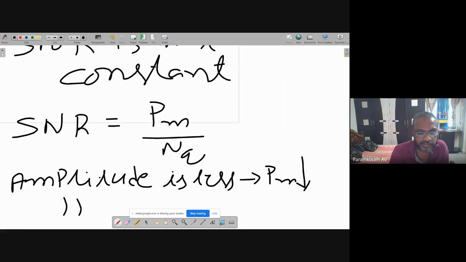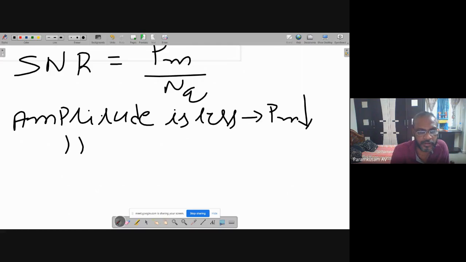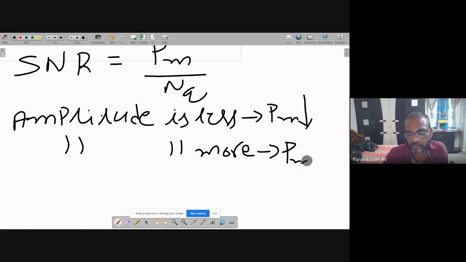Amplitude is more, then PM is high, upper arrow indicates high, but NQ మటుకే ఫిక్స్డ్. NQ అనేది ఫిక్స్డ్ గా ఉంటుంది. కాబట్టి PM తక్కువ ఉంటే SNR తక్కువ ఉంటుంది, PM ఎక్కువ ఉంటే SNR ఎక్కువ ఉంటుంది. కానీ నాకు ఇప్పుడు కావాల్సింది ఏంటంటే SNR ఫిక్స్డ్ గా ఉండాలి.